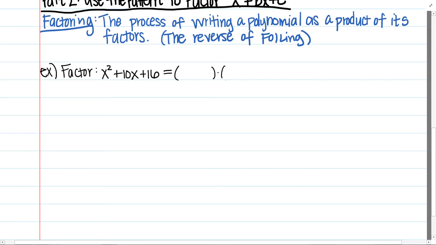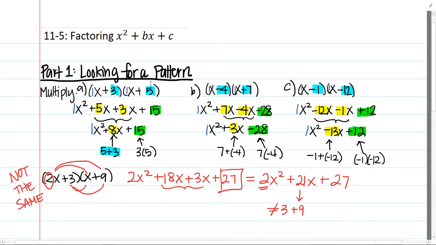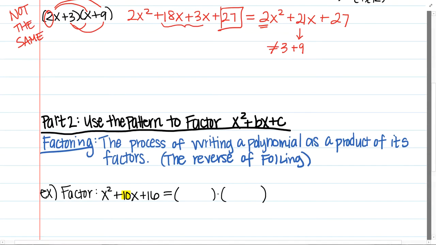So we know it's going to be something of this form. Please note that not all factoring is going to look like this. It doesn't have to be two binomials, but I know that in this case it will be. So we know that this 10 comes from adding the two numbers, whatever they are. So these two numbers, we want to know what those are. So we know there's going to be an x here and here.